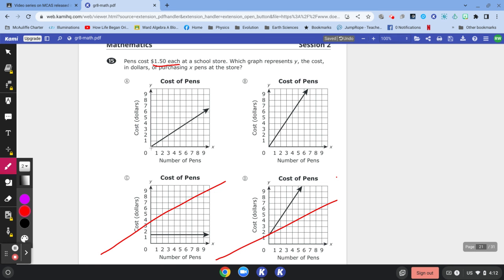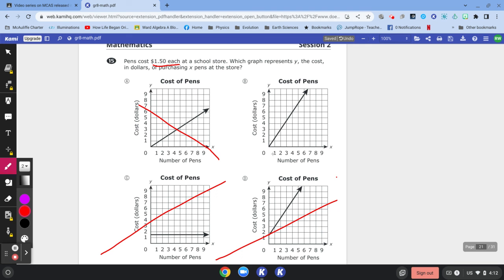This one here is saying we get 1.5 pens for $1. So it's flipped the script, and the slope is, instead of cost per pens, this is pens per cost, and that's not what we're looking for, and it's labeled cost per pens.